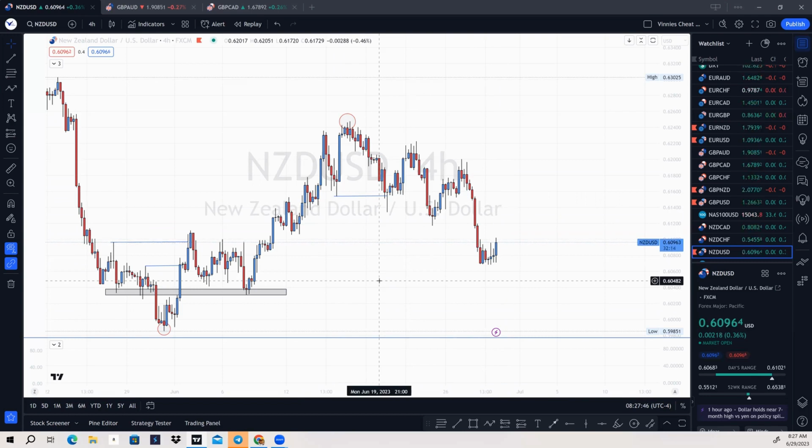This is going to help you when it comes to trading to know what direction you should be trading in. Hopefully that helps.